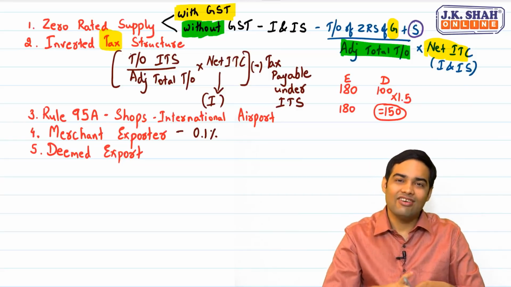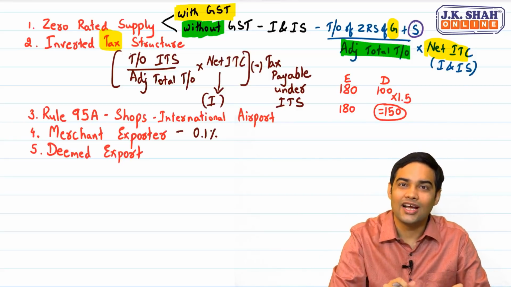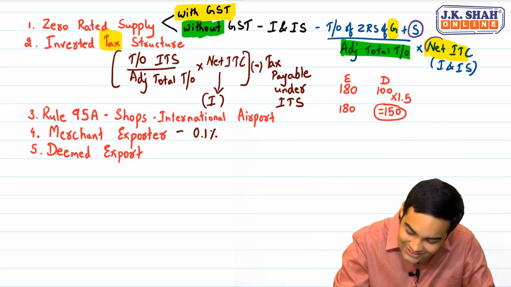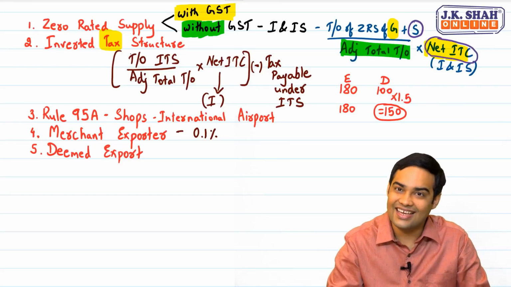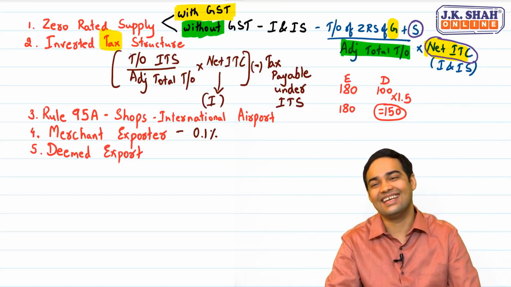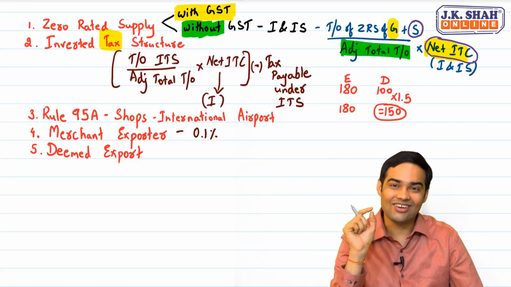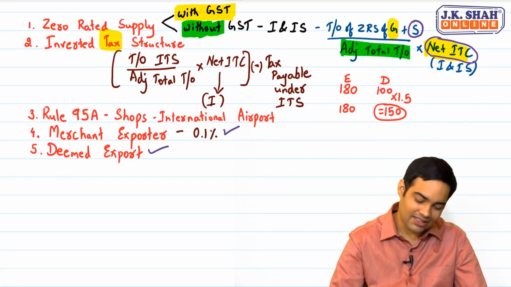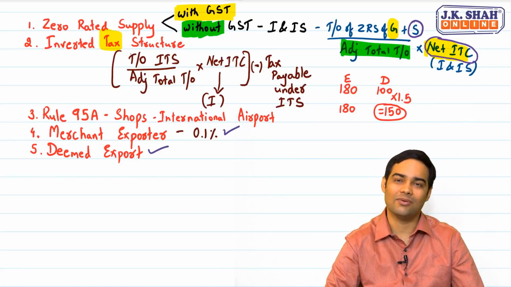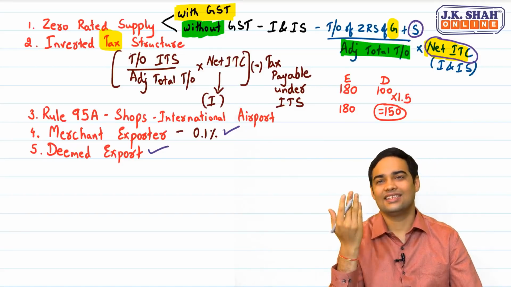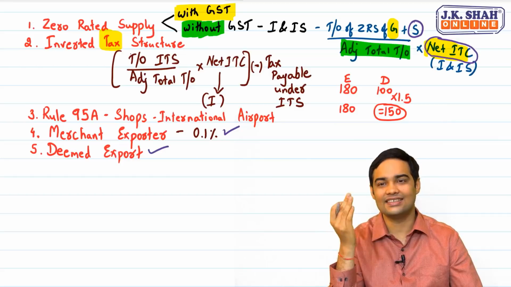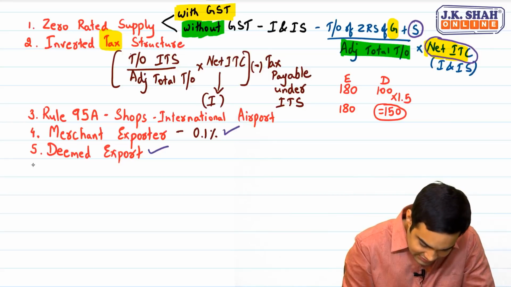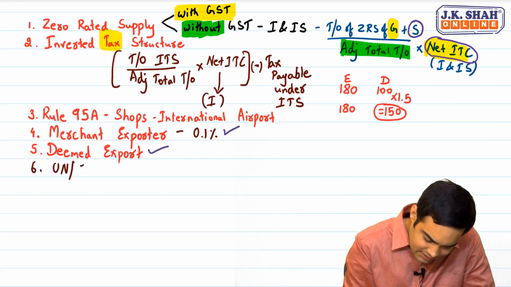Now tell me one thing. When I am claiming refund under deemed export, can I also include it in net ITC here? The answer obviously is no. That's why the definition of net ITC excludes supplies which you receive at 0.1% and supplies where you are claiming a deemed export refund, because there are separate provisions for that. That's why it is excluded from net ITC and adjusted total turnover.